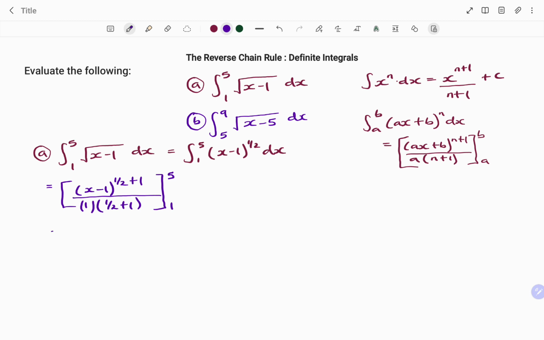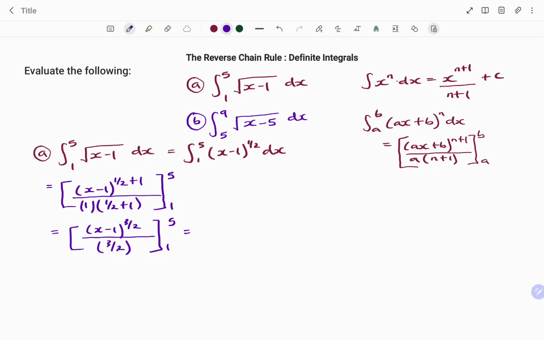Simplifying further, I have that as, in bracket, x minus 1 to the power of 1 over 2 plus 1, that's 3 over 2, divided by, I have 1 times, in bracket, half plus 1, that's 3 over 2. So I'll do that as 3 over 2, and then put in my boundary from 1 to 5.